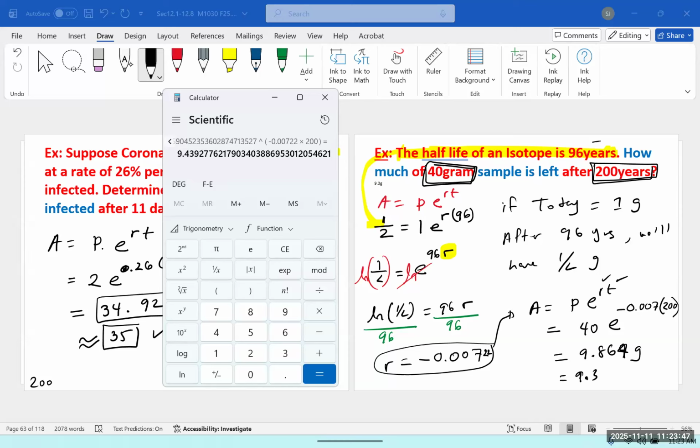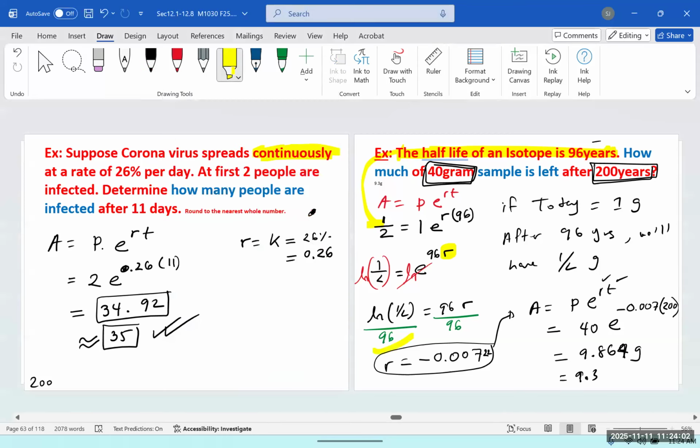So with 0.07, we got 9.8. But the actual answer is 9.3. That means we have some rounding error. So I put 2 more 2s, but still we have rounding error. So instead of rounding, if you plug in the entire thing, let's see what happens.